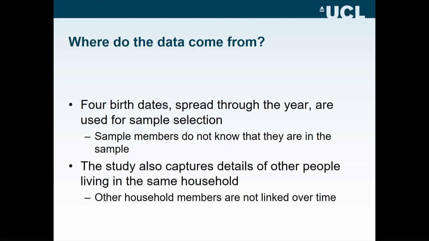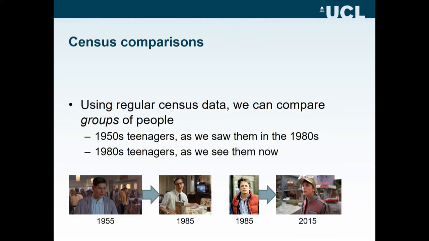People don't know whether or not they're in the longitudinal study. So by probability, I'm not sure how many people there are here. Maybe one of you is in it, maybe not. We don't know. As I said, the study also captures other people living in the same household, and they're not linked over time.